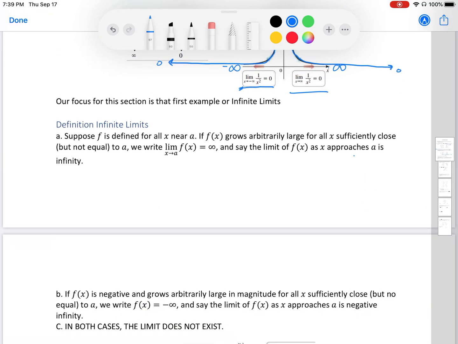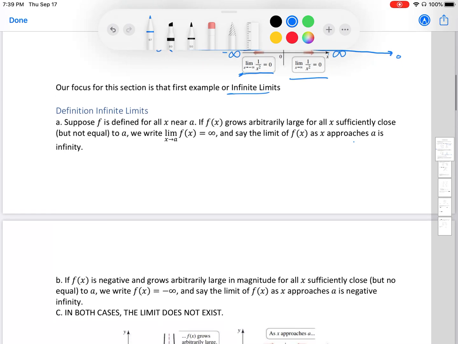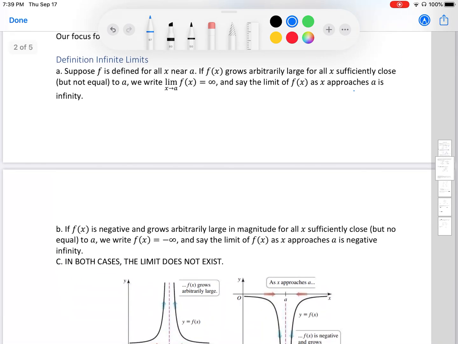Okay, our focus in this section was that first example, or infinite limits. Definition of infinite limits. There are three things to consider. A. Suppose f is defined for all x near a. If f of x grows arbitrarily large for all x sufficiently close but not equal to a, we write that the limit as x is approaching a of f of x is equal to infinity. And we say the limit of f of x as x is approaching a is infinity.